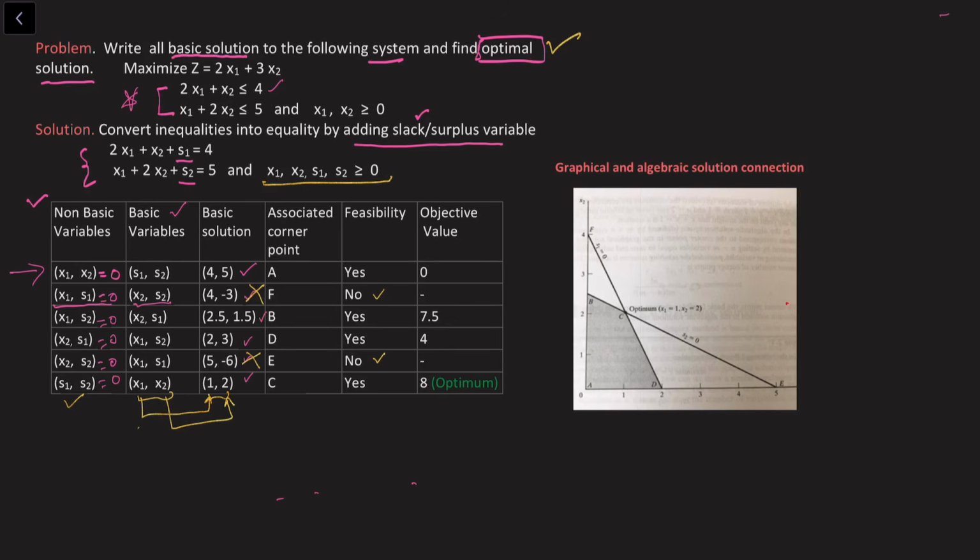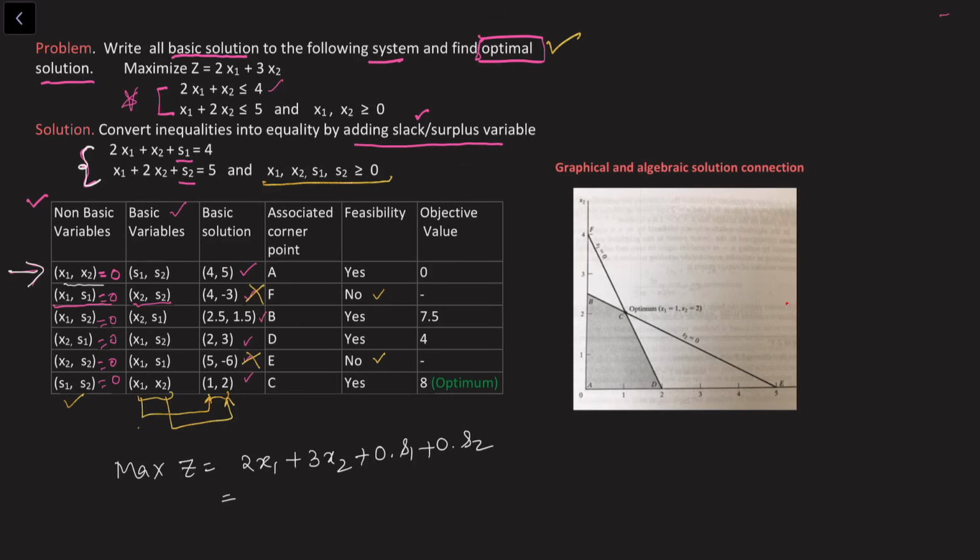What is the objective function here? Objective function is, we want to maximize z, that is 2x1 plus 3x2 plus 0 into s1 plus 0 into s2. The costs of slack and surplus variables are 0. They are only included in the linear programming problem so that we can solve this system using the system of algebraic equations.